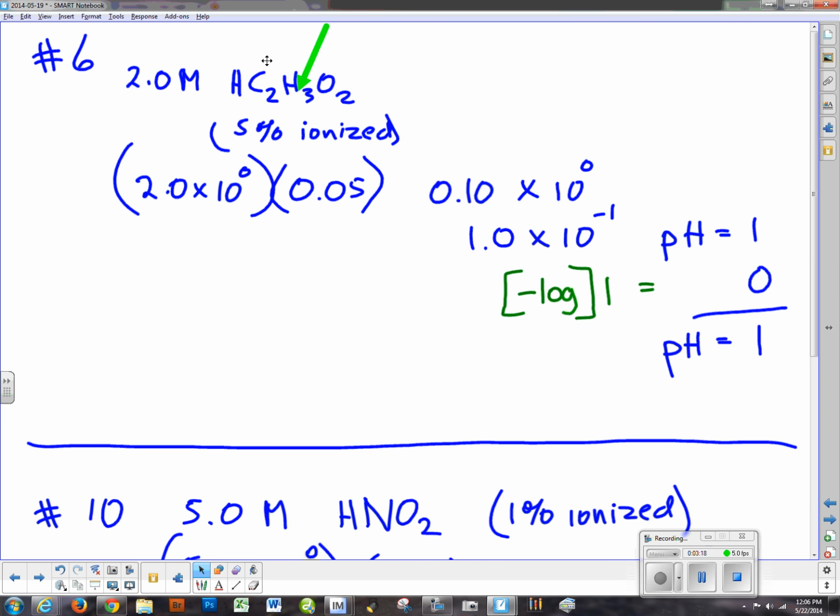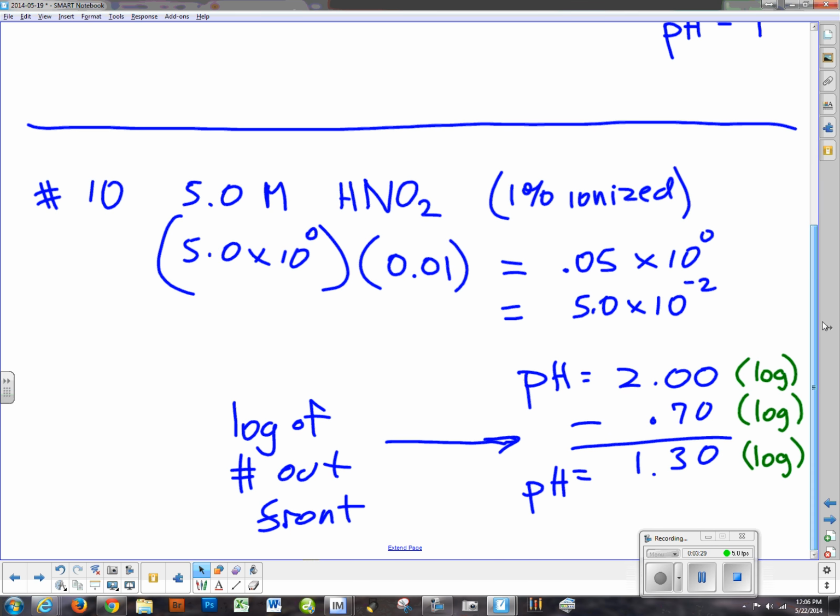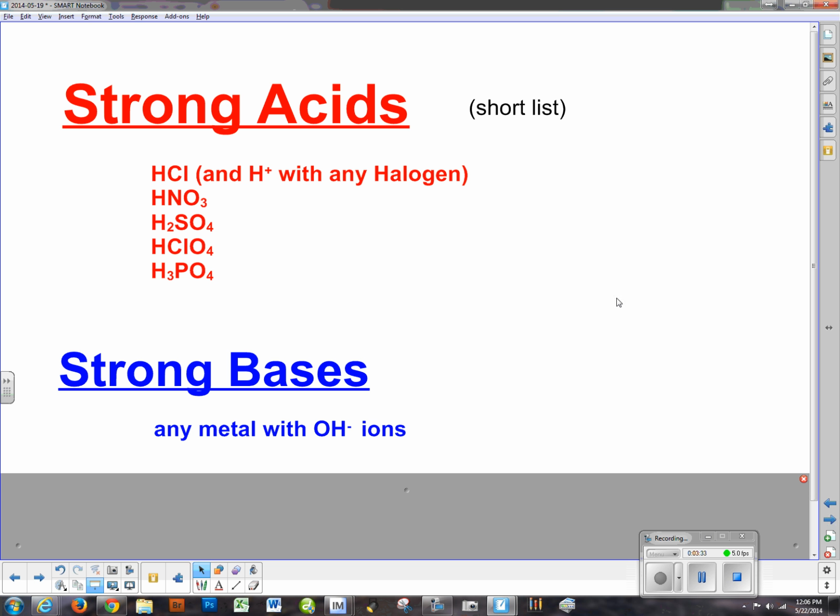Here we have a weak acid, 5% ionized. This was number 6 from the homework out of the textbook. And again, the complete solution. Here's the complete solution for number 10. And here we go, things that I had people write down.